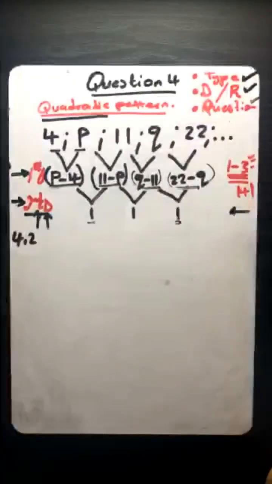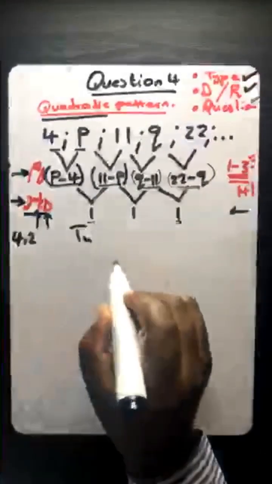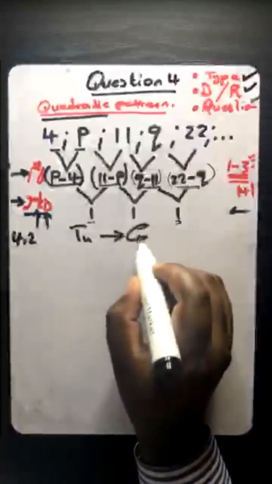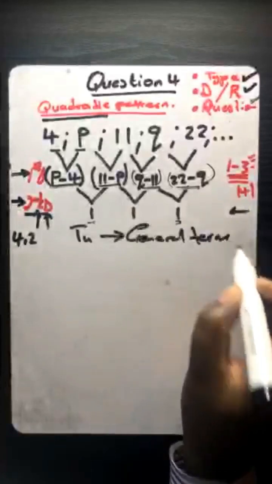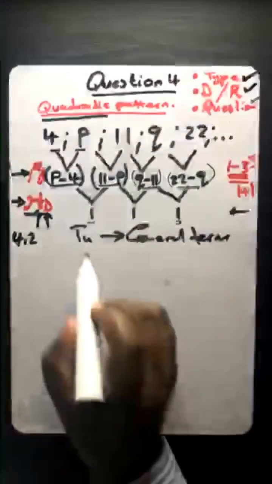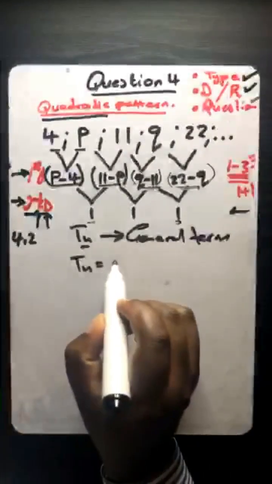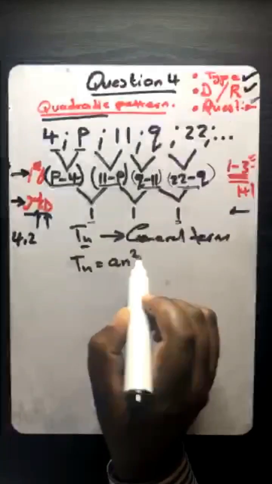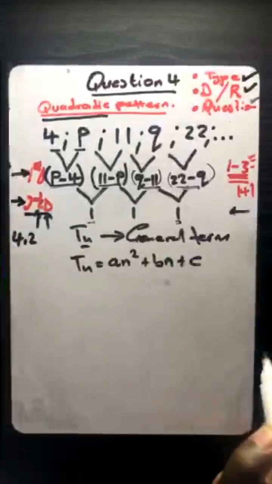So let's see. The next question says, determine the general term Tn of the quadratic pattern. In most cases, when they say the general term, they want you to determine the formula in the form of Tn. But we know that generally Tn is equal to an squared plus bn plus c.